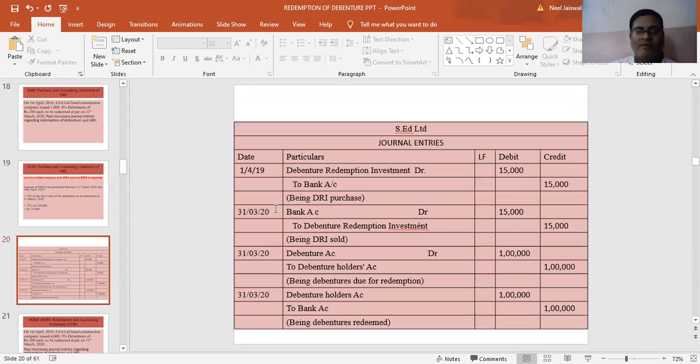Now this is a journal entry. Debenture redemption investment to bank, DRI is created. Then on the date of redemption, bank to debenture redemption investment, you are selling off the debenture redemption investment in order to get the money back, 15,000, that is 15% of 1 lakh. And then you are just passing the entry of redemption, debenture to debenture holders, 1 lakh, 1 lakh, and then debenture holders to bank, that also 1 lakh, 1 lakh. These 4 entries are only required, students. So you notice, students, in this listed company, only 4 entries are required.